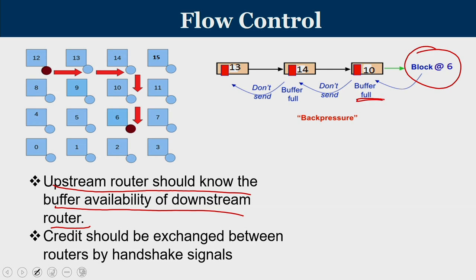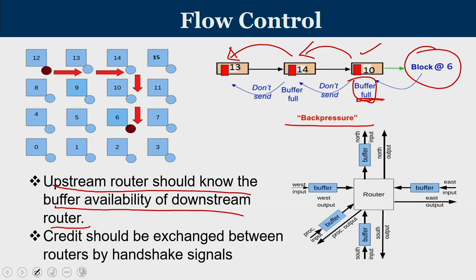So, over a period of time, packets coming from 14 will get accumulated in 10 and 10's buffer will be full. And then 10 is going to say, don't send any more packets to me. So, packets that reach 14 will fill 14's buffer, and 14 communicates back to 13. This mechanism by which the buffer availability status or buffer fullness is communicated back all the way to the source is called the back pressure technique.